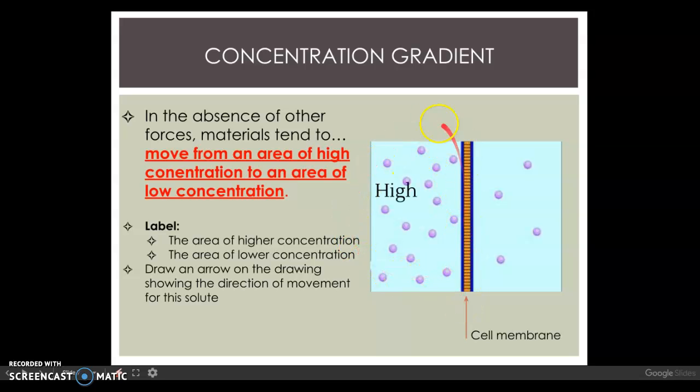Here you can see that there is an area of high concentration. Okay, there's a large percentage of these purple molecules. And here there is a low percentage of these purple molecules. Because of our concentration gradient rules, things are going to move from an area of high concentration to an area of low concentration. So these molecules from the left would simply move over to the right.